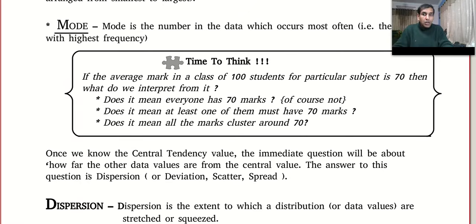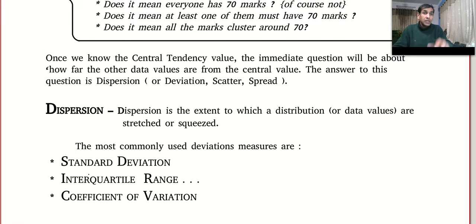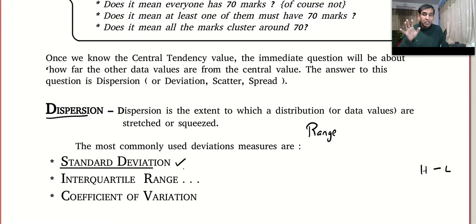Okay, now dispersion. The most commonly used dispersion measures start from range. Range means we get a rough idea of the highest value and the lowest value. You find the difference, and you'll be able to understand the range. And some dispersion measures are a little bit complicated, like standard deviation, which is one of the most trusted measurements for deviation, and interquartile range, etc.